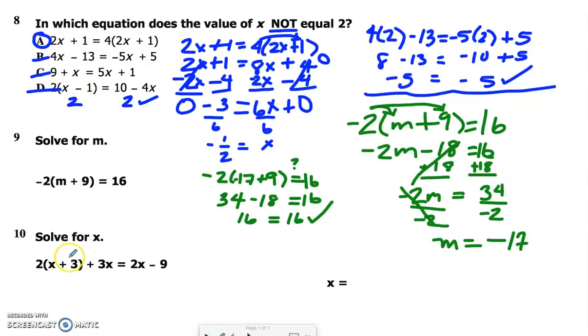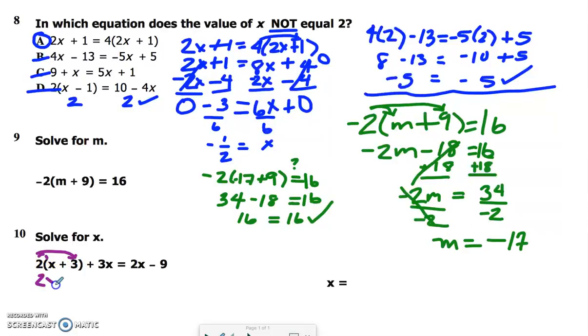Alright. Solving for x. 2 times the quantity x plus 3, plus 3x, equals 2x minus 9. Let's distribute first.